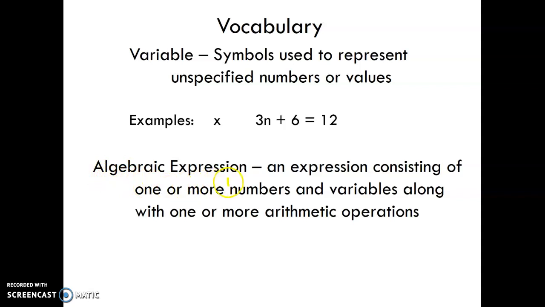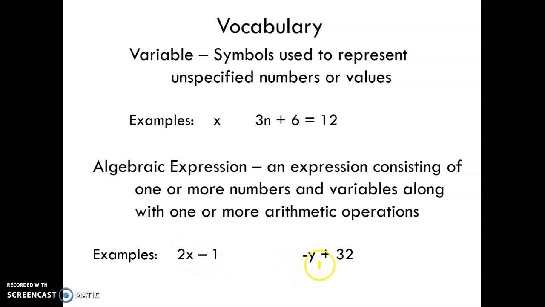Next vocabulary is algebraic expression. That is an expression that consists of one or more numbers and variables, along with one or more arithmetic operations. Let's take a look at some examples of them. 2x minus 1, we have a number, we have a variable. These are being multiplied, by the way. This would be read 2 times x minus 1, or 1 less than 2 times x. We have the arithmetic operation and the numeral 1.